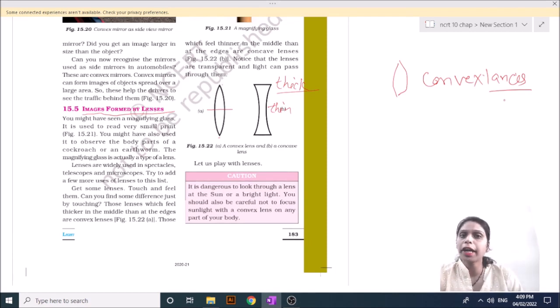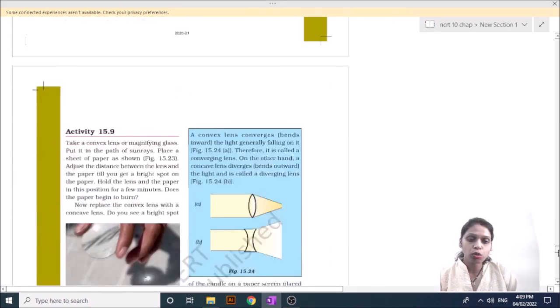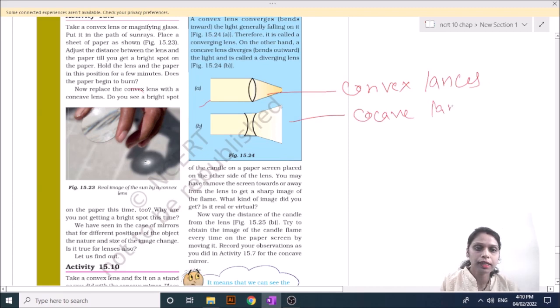Whereas with a convex lens, if you take a convex lens and put it in sunlight, and below it you put a piece of paper, after some minutes it will burn. Why? Because it converges all the light coming from the sun to one point. That's why it starts to burn. So this is a convex lens and this is a concave lens. These are the two lenses.